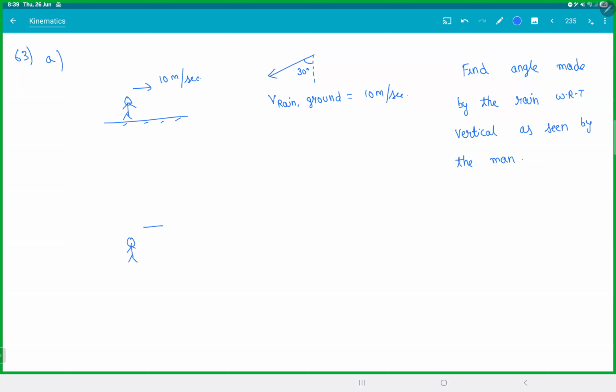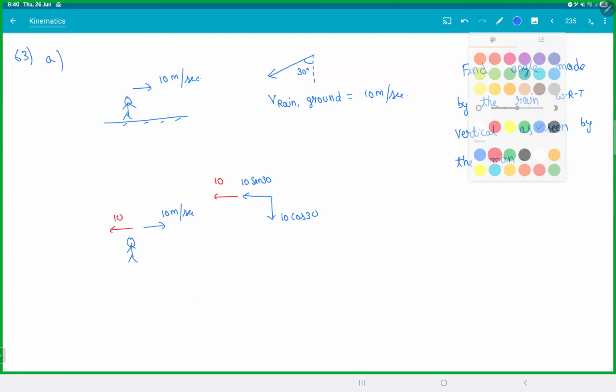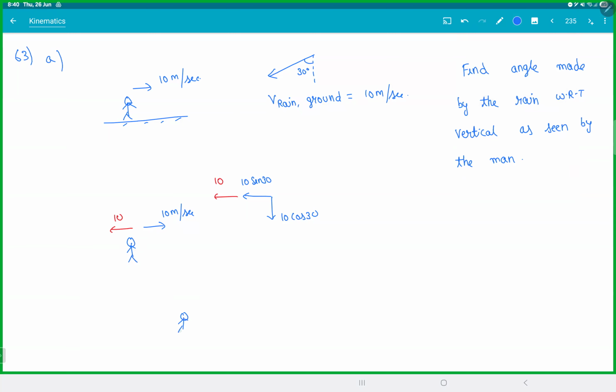See, step one, first resolve the velocities. So our man is going with 10 meters per second. The rain, if you take the components, the vertical component of rain is 10 cos 30, and the horizontal is 10 sin 30. So stop the man. How do you do that? Take 10 backward, add it like this, add 10 here. So this man will think, okay, I came to rest.